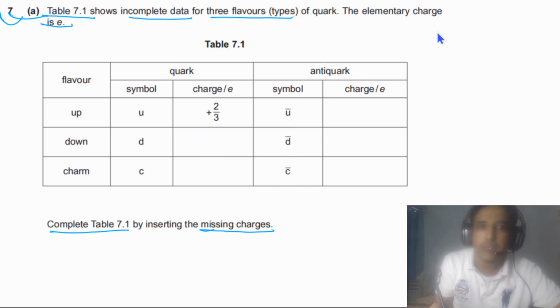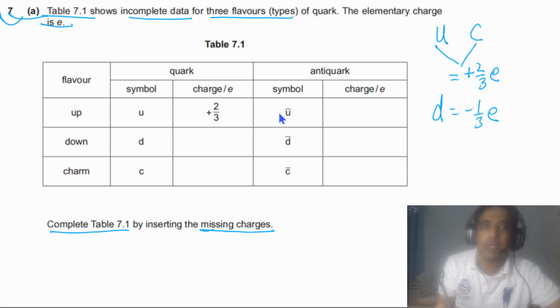So first of all, let's try to understand the charge on up quark and the charge on the charm quark. These two have the same charge, and the value of charge is plus 2 by 3 times E. And the charge on down quark is minus 1 over 3 E. But we also need to understand the charge on anti-quarks. Down anti-quark, the charge on this one is 1 over 3 E. Opposite charge, but magnitude is the same. And the same we can write down for up anti-quark, and we have charm anti-quark.